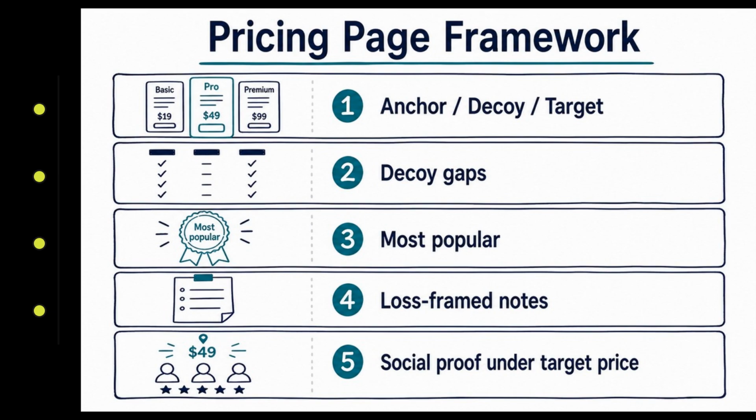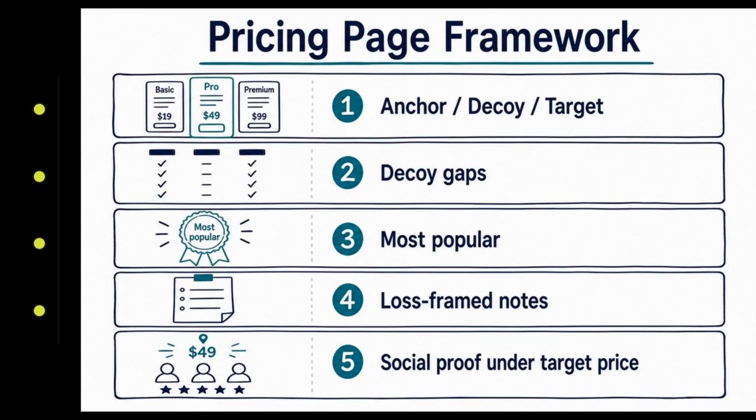Step 1. Write your pricing page in the order of low anchor, decoy, target. Step 2. Give the decoy tier a name that sounds legitimate, but include 2 or 3 specific feature gaps that are obviously critical. Step 3. Badge the target plan as most popular or recommended. Step 4. Write the feature list using loss framing with phrases like not available on Starter next to the most valuable capabilities. Step 5. Place a single line of social proof like chosen by 12,000 teams directly under the target tier's price.